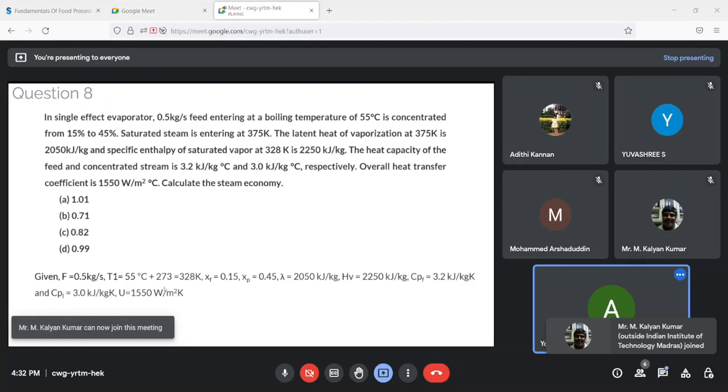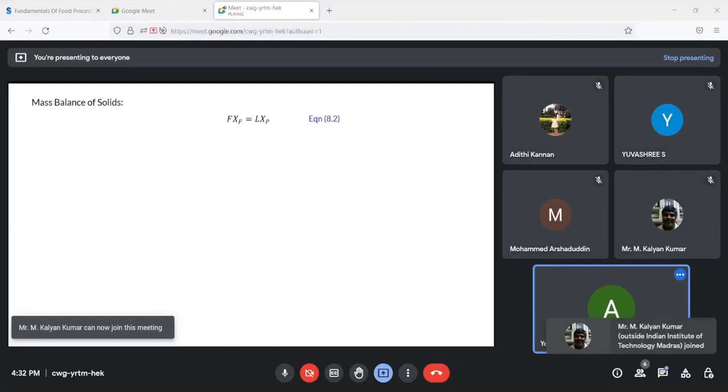and your heat transfer coefficient is given. So again we'll go for a total mass balance, which is equal to F = V + L. Inlet stream is equal to the sum of outlet streams, and you have the mass balance of the solids as well. F into XF is equal to L into XP. And you have the energy balance. So these will all be the same throughout your problem solving.